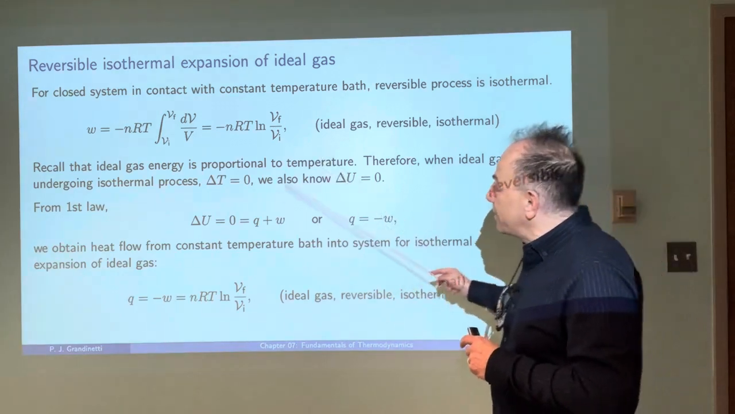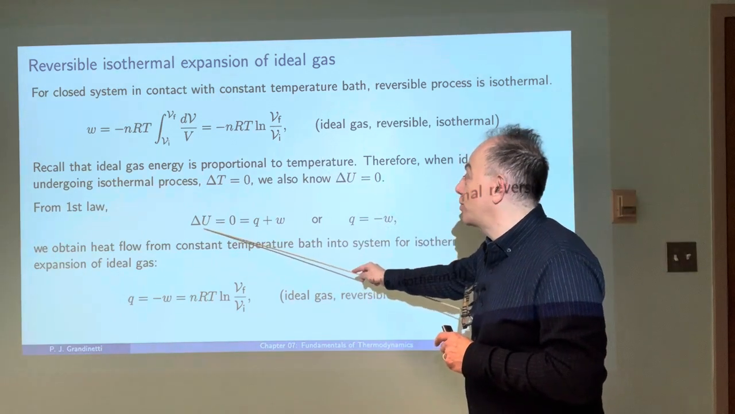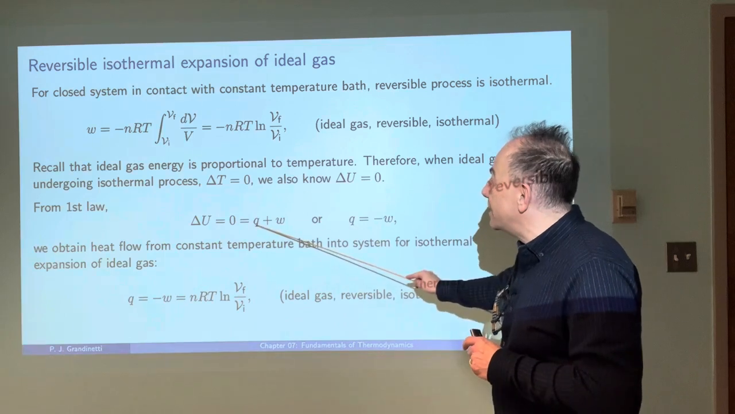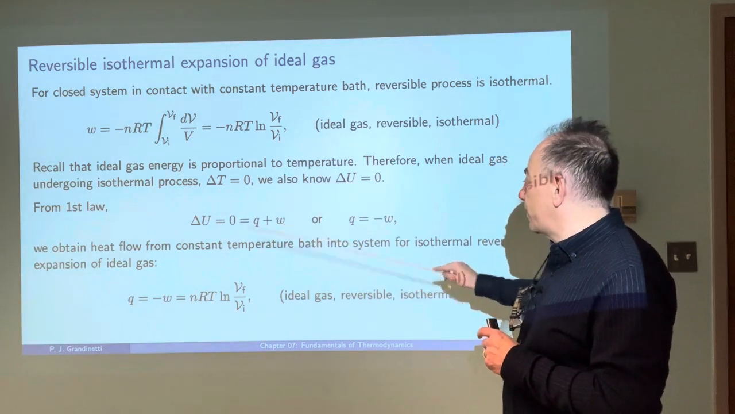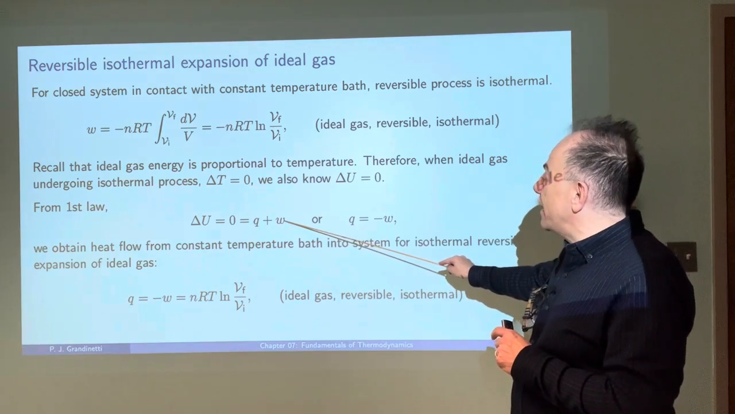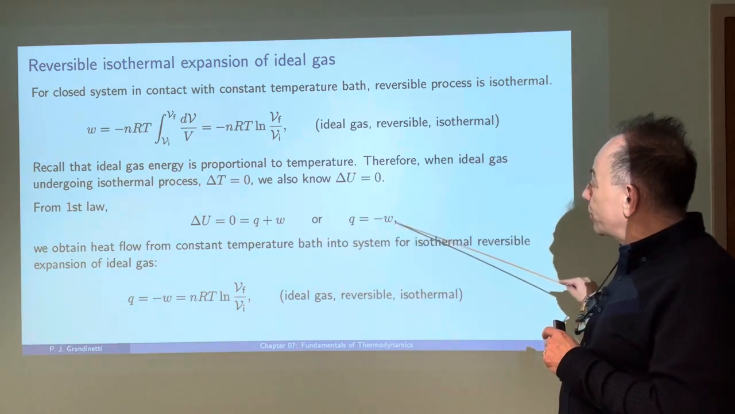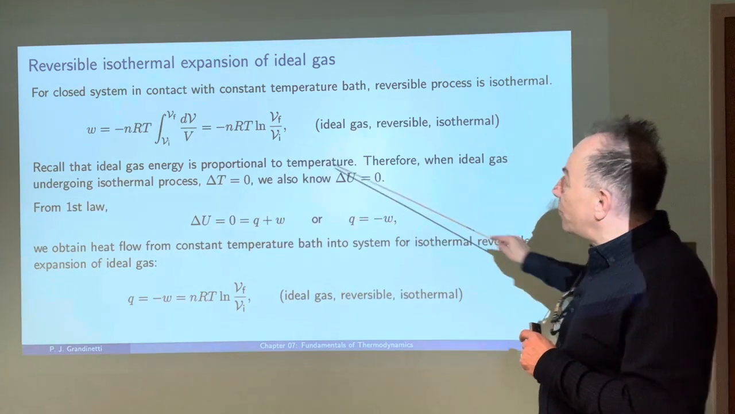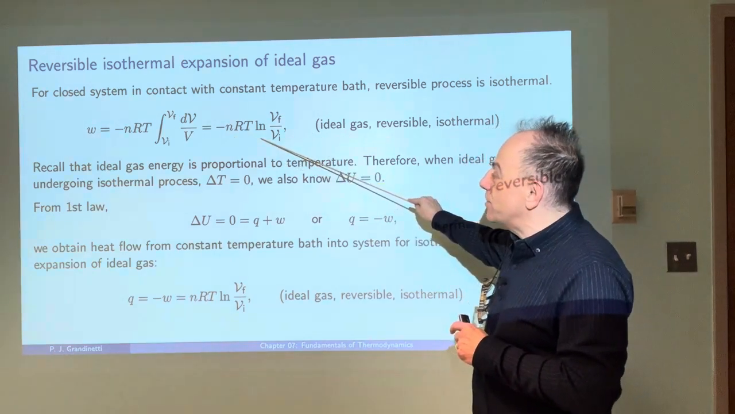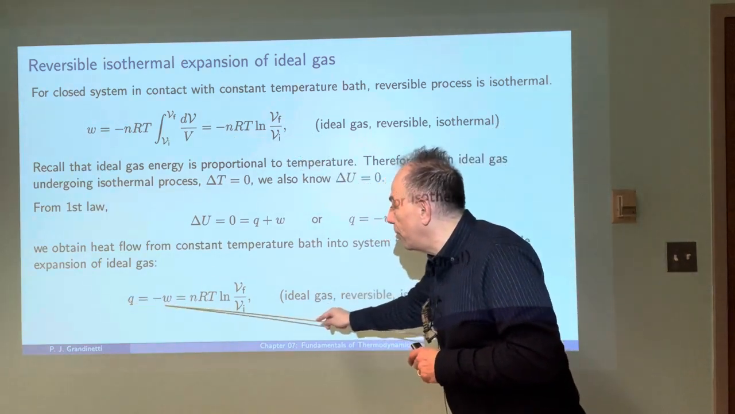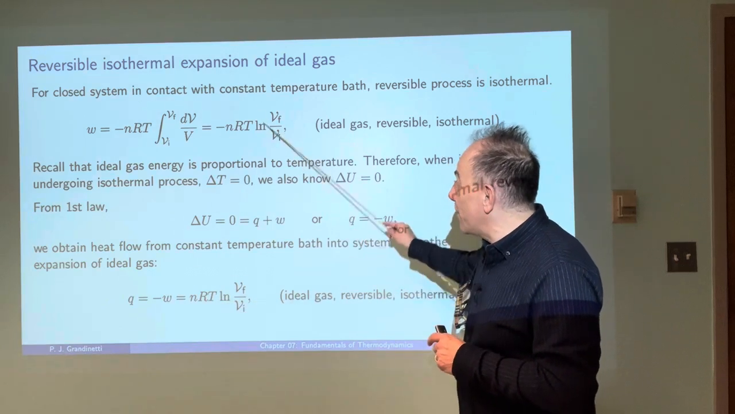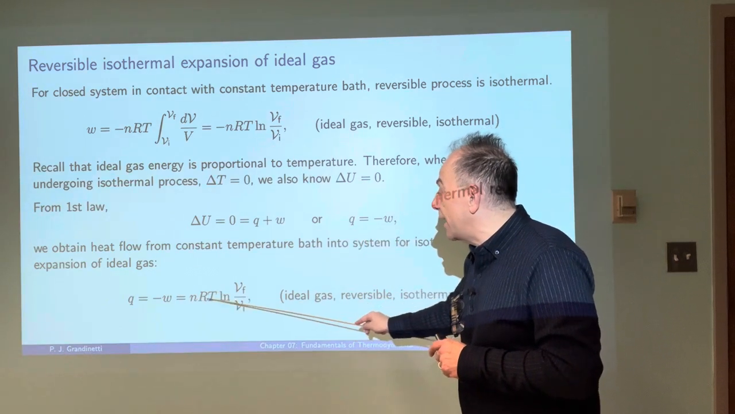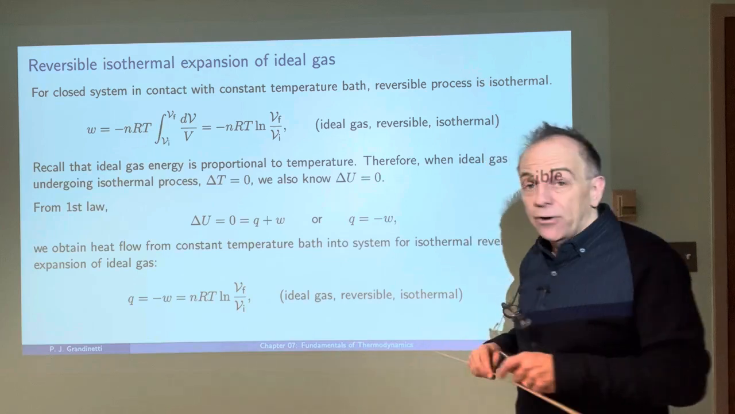So that means the first law tells us that delta U, which we now know is 0, is equal to the heat flow plus the work, the energy that went through as work, and so that means that Q must be equal to minus W. So now that we've calculated the work, that tells us that the heat that flowed during this isothermal process is equal to the same expression, except now it has the opposite sign, nRT log of V final over V initial.